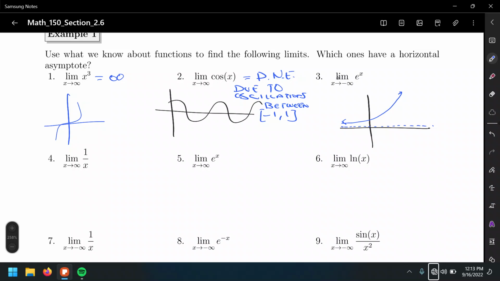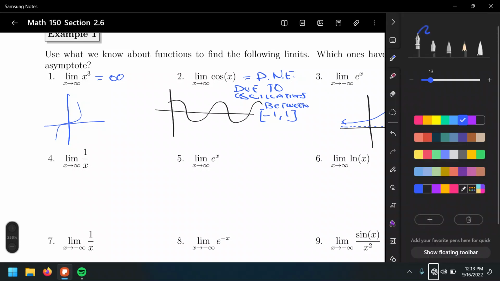Now, let's have a look at the limit of e to the x as x approaches infinity. What would be that limit?